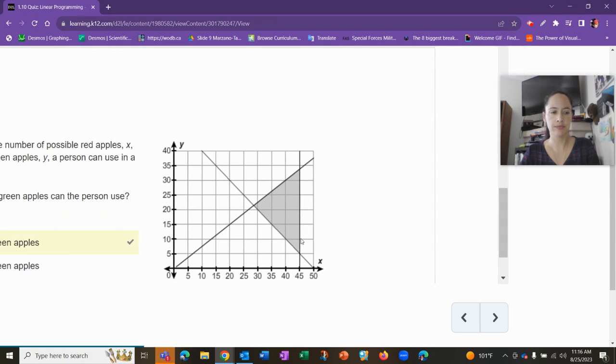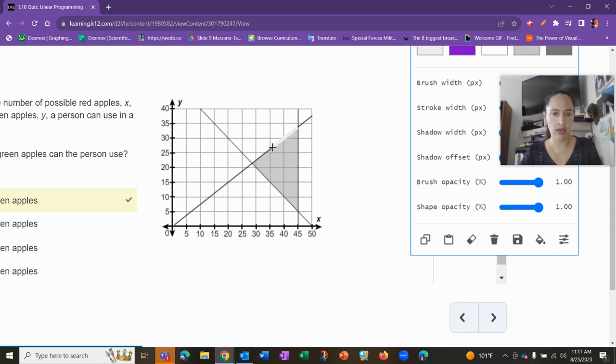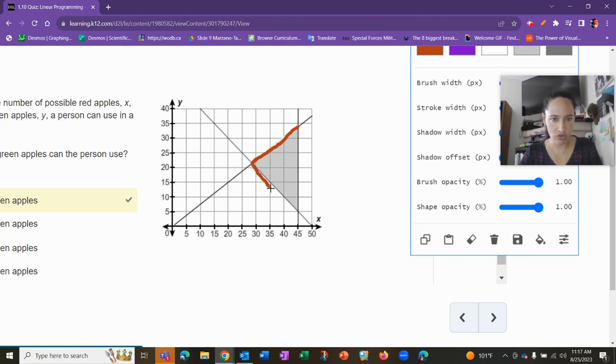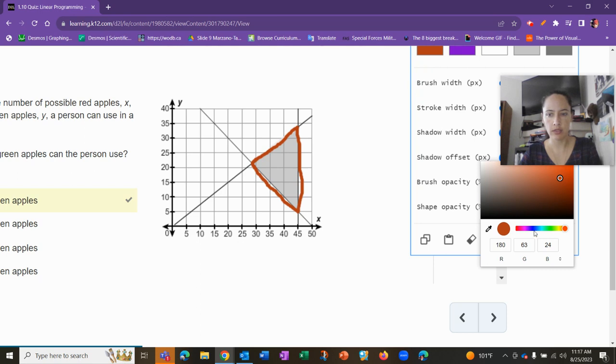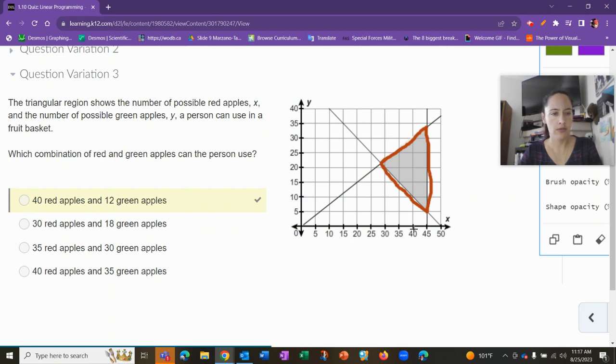Let's scroll down. Again, only on these lines and in this triangle are the possible solutions. So let's just do some green. Red apples, 40 red. Okay, so here's 40. Oh, wait, X is red, Y is green. You got to check that. That matters. Up to 12. So look, here's 10. 12 is somewhere between there. So yes, it's in the gray. Check.